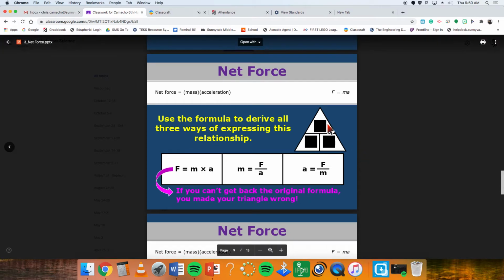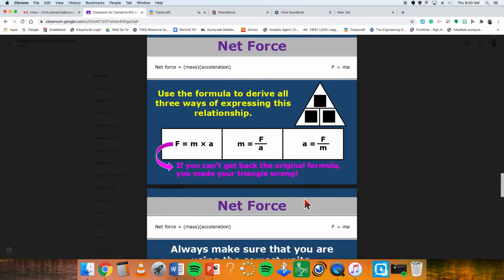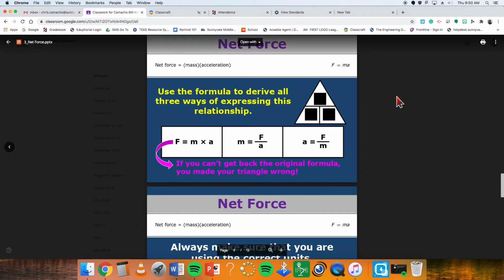So imagine F here, M here, A here. They're going to give you two. You have to find the third. This is huge, testable, not only on your unit test, but also on the STAR test. So understand this.